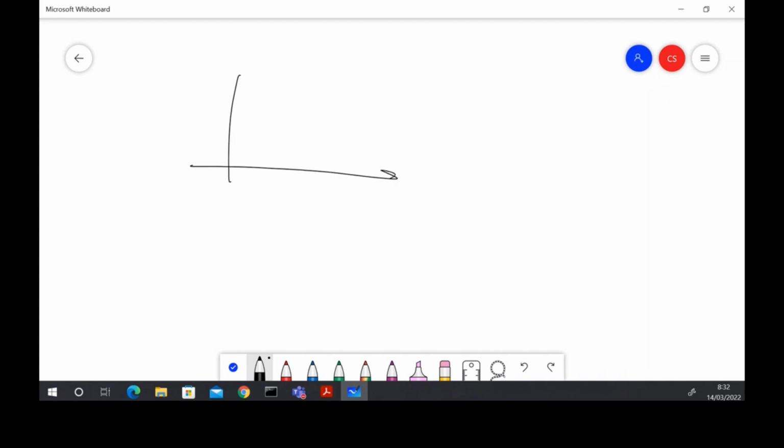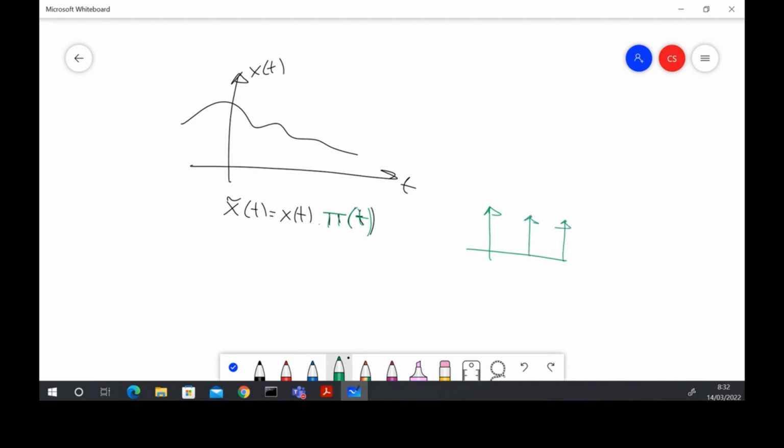So let's say that you have a signal x of t. Then the first thing that you will do is to multiply this with a train of deltas. We will call it pi of t. Pi of t is a train of deltas, they have area 1 and they are separated by a sampling rate.